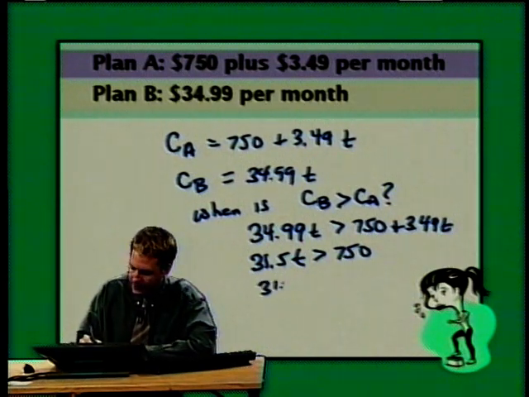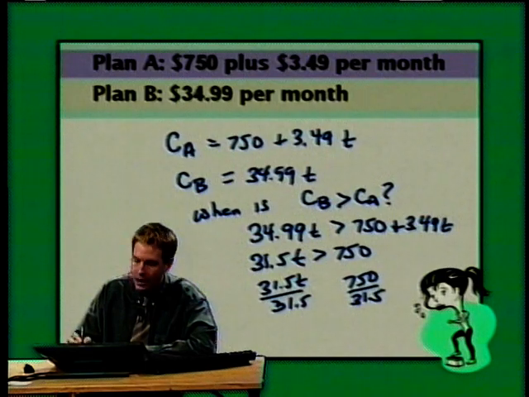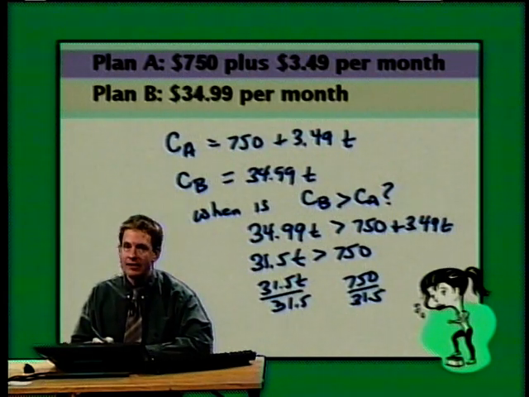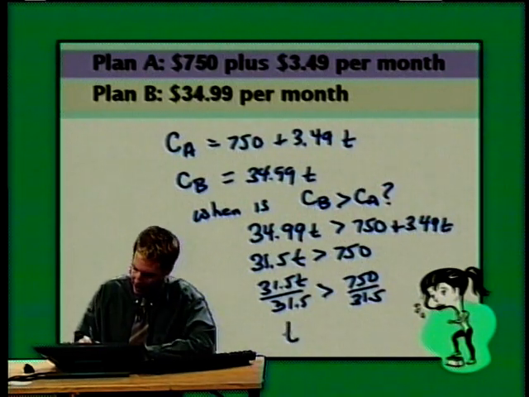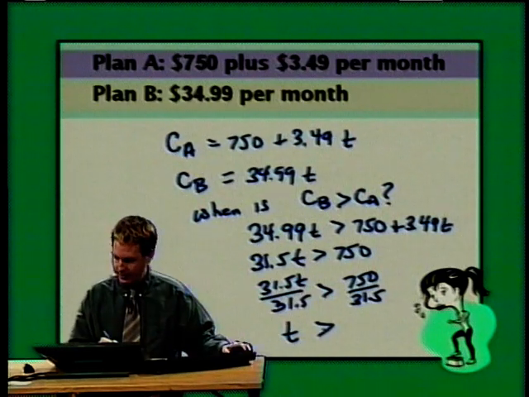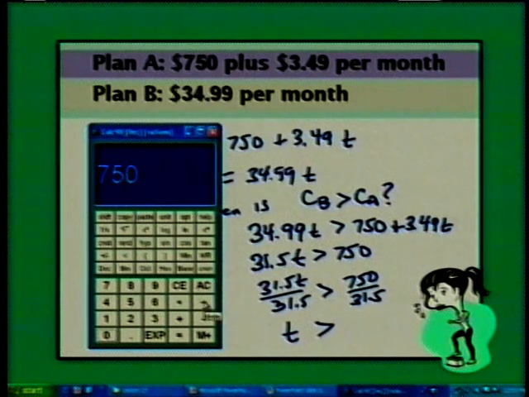Dividing both sides of the equation by 31.5, since I'm dividing by a positive number, the sense of the inequality remains the same. We still have a greater than sign. I'm left with T is greater than, sounds like calculator time again, 750 divided by 31.5. T is greater than about 23.8.